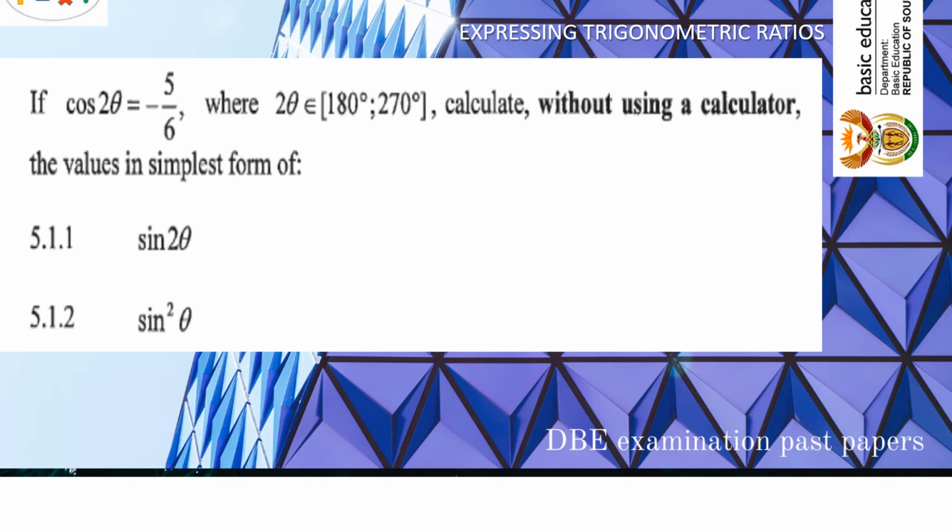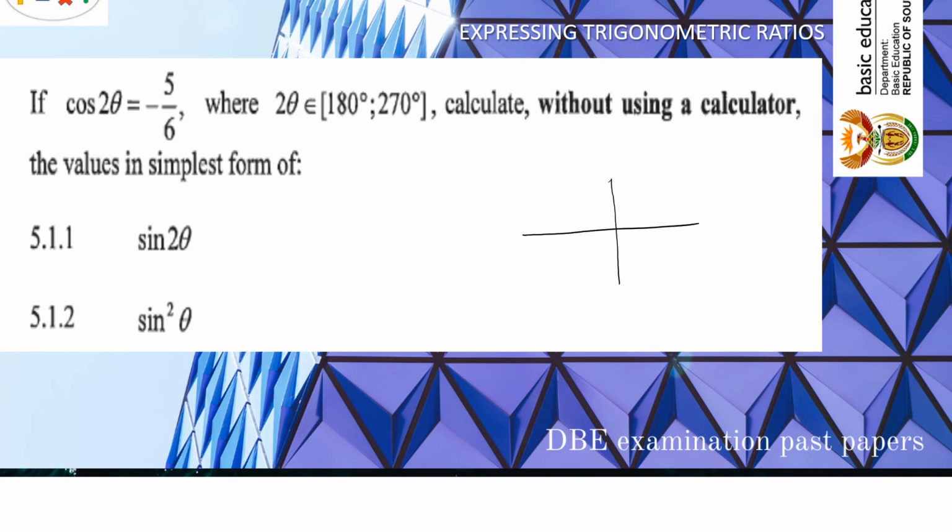So they gave you cos 2 theta is equal to minus 5 over 6. This is very different from the previous question we've been solving. In the previous question, we were just given a trigonometric expression in terms of letters. But now you are given trigonometric ratios in terms of numbers, and you are told that the angle is between certain intervals. So before answering this question, you go and draw your triangle, and you must know where your triangle sits.